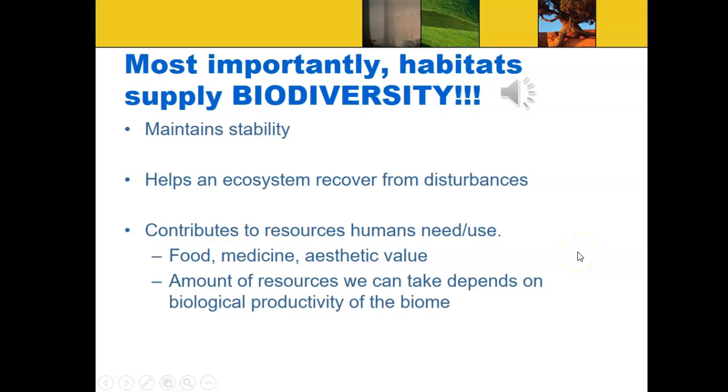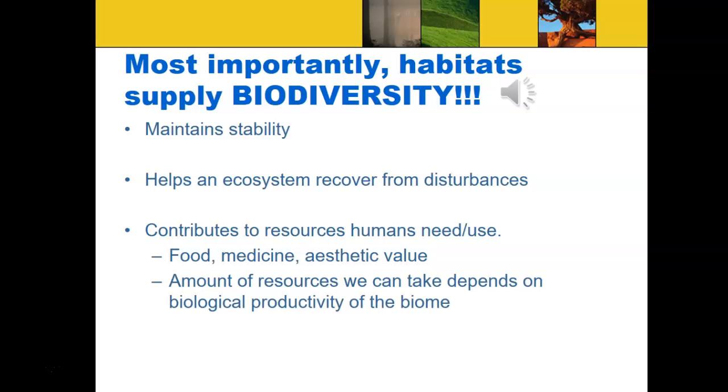Most importantly, habitats supply biodiversity, so they function to allow all kinds of different species to survive and work together in those species relationships that we talked about in the last video. Biodiversity helps maintain stability, so the more biodiversity, the more stable a habitat is.